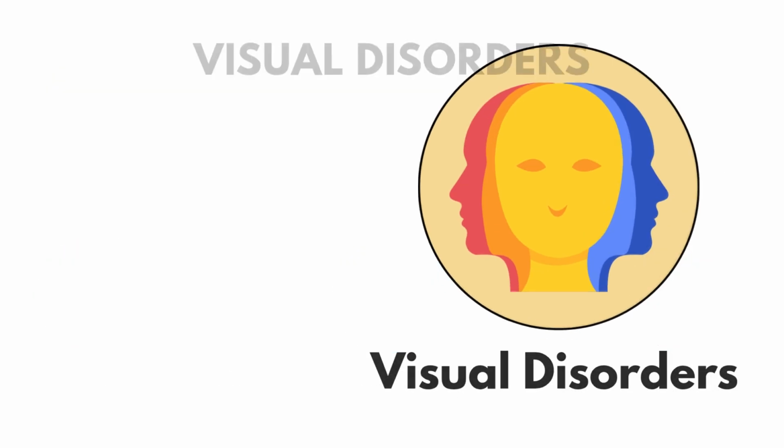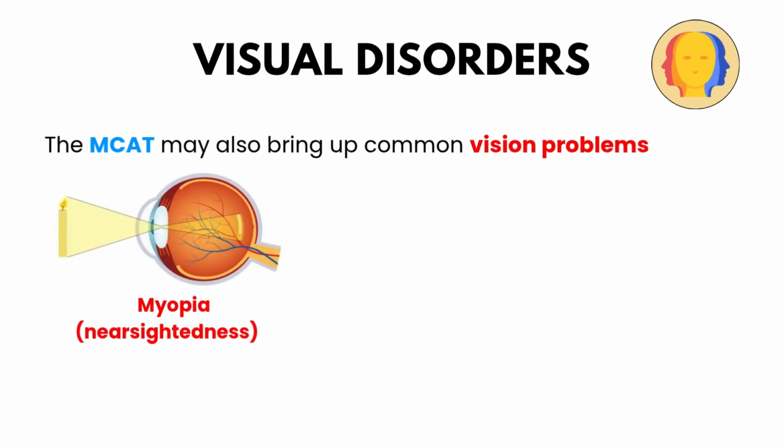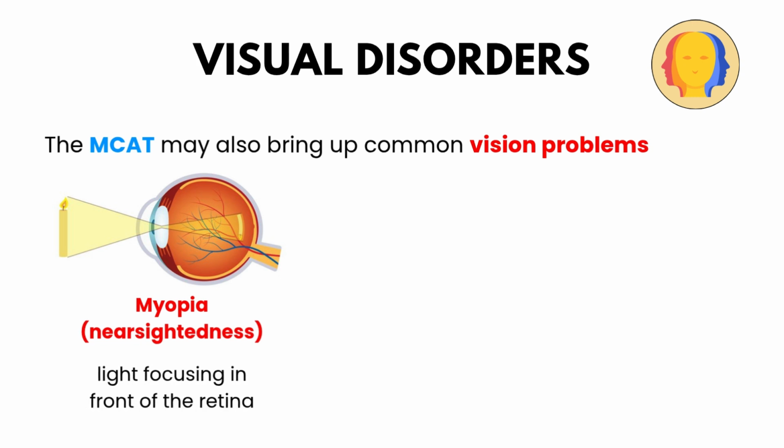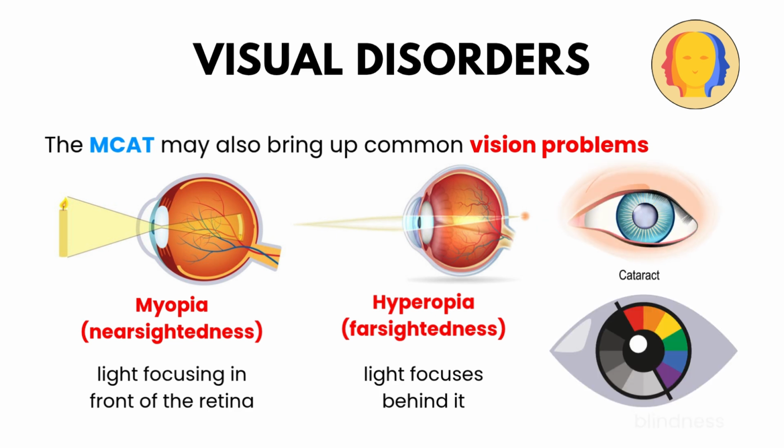Visual disorders. The MCAT may also bring up common vision problems. Myopia, or nearsightedness, comes from light focusing in front of the retina. Hyperopia, farsightedness, is when light focuses behind it. Other issues like cataracts and color blindness are also fair game, usually in experimental passages.